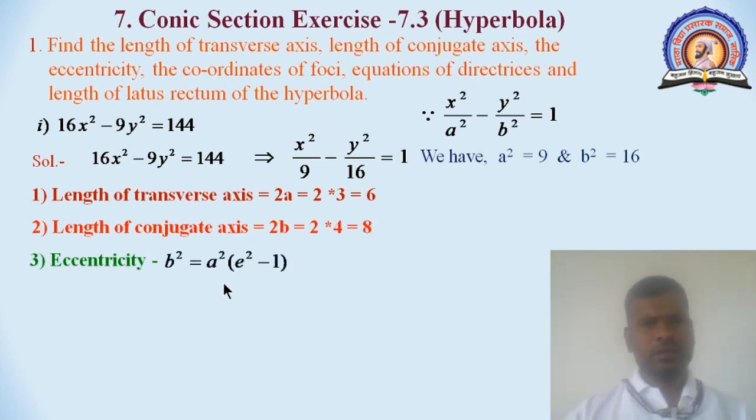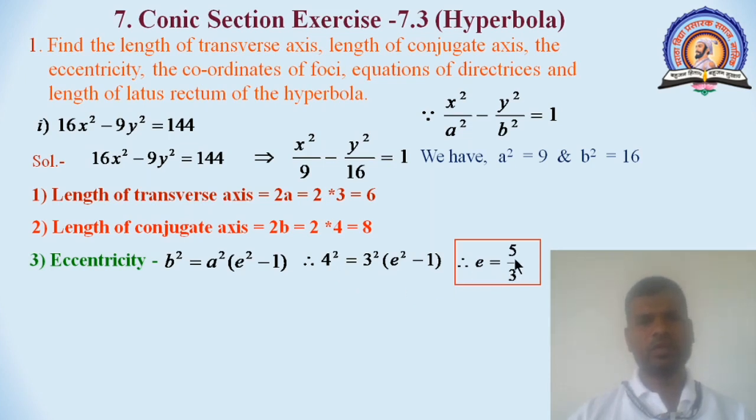Eccentricity. We know that the relation between a, b and e is b square is equal to a square into e square minus 1. So we put the value of b square as 16, a square as 9, and simplifying we will get e square is equal to 25 upon 9. Therefore e is equal to 5 by 3. The eccentricity of the given hyperbola is 5 by 3.